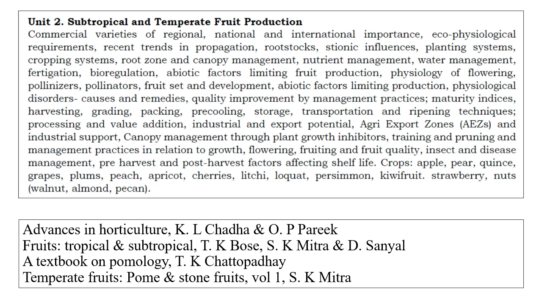So the next unit is subtropical and temperate fruit production. Here also the same books can be referred, but for temperate fruits you can refer the book by S.K. Mitra, Pome and Stone Fruits, Volume 1. Here crops like apple, pear, grapes, then lychee are important, and also strawberry, which is gaining popularity even in subtropical and tropical regions now, and can also be studied in detail.